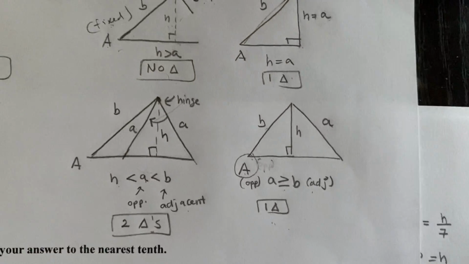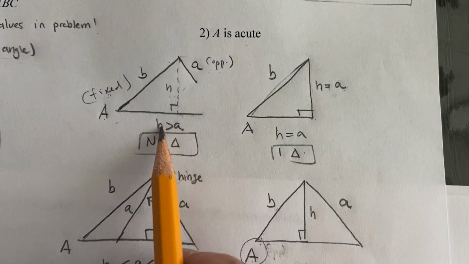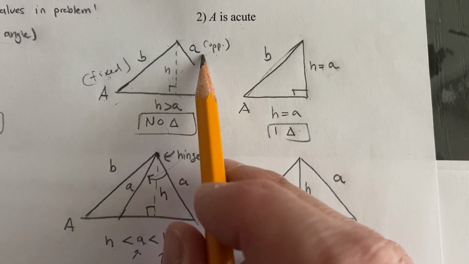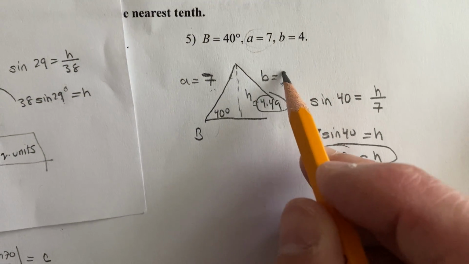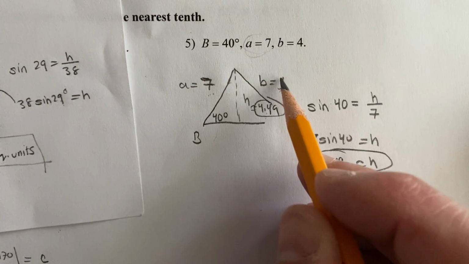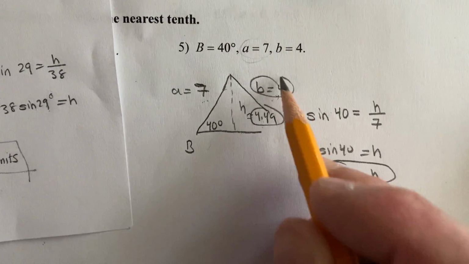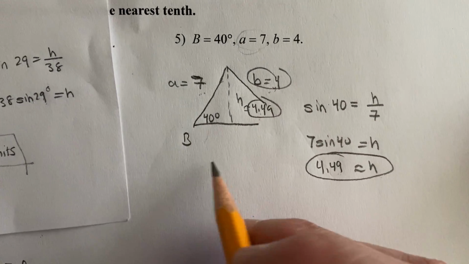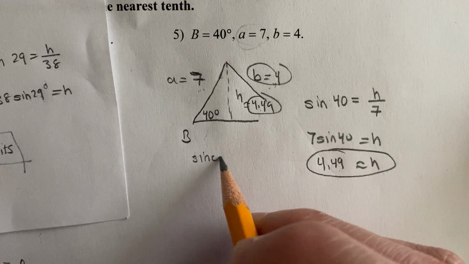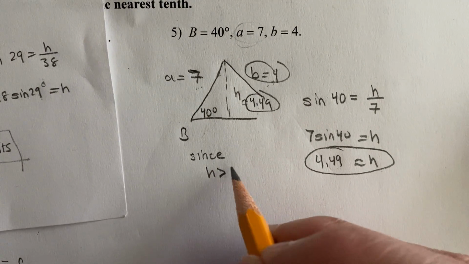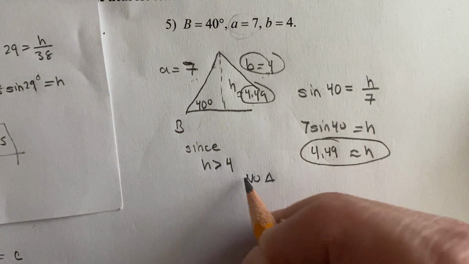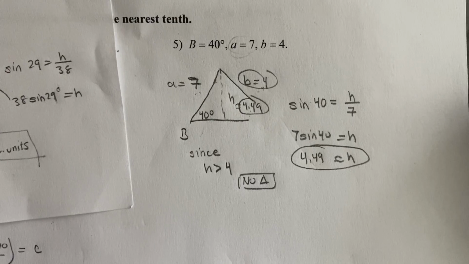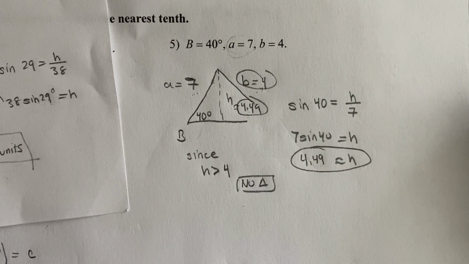So if that's my height, which is about 4.49, and I take a look at my notes, if my height exceeds my side that's opposite, I'm going to have no triangle. And so right now my height is 4.49, which exceeds my side that's opposite my fixed angle. So you can say since h is greater than 4, no triangle. You could just stop. You don't even have to keep going with this problem.